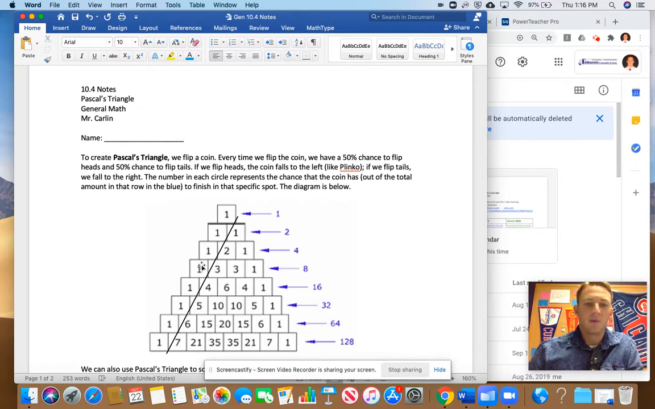And then the fourth row, we would just keep continuing this pattern over and over. And that's how they got all these numbers in the middle. You don't have to worry about making this, but maybe that visual helps you understand it a little bit better.